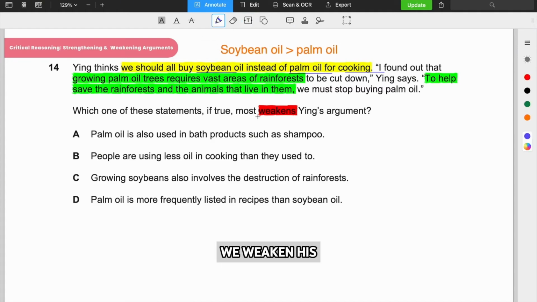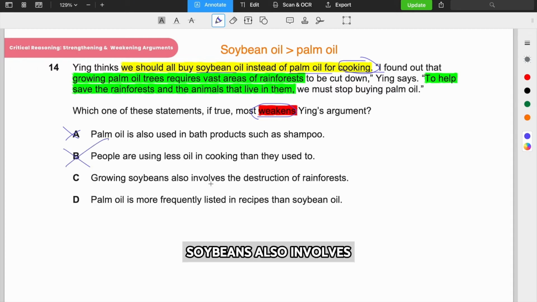Now, how do we weaken his argument? Go through the options, okay? So A, palm oil is also used in bath products. That's not relevant. We're talking about cooking here, okay? So again, keep it within the frame of the passage. B, people are using less oil in cooking than they used to. Again, not relevant because it's not really differentiating between soybean and palm, and it's not weakening his argument.